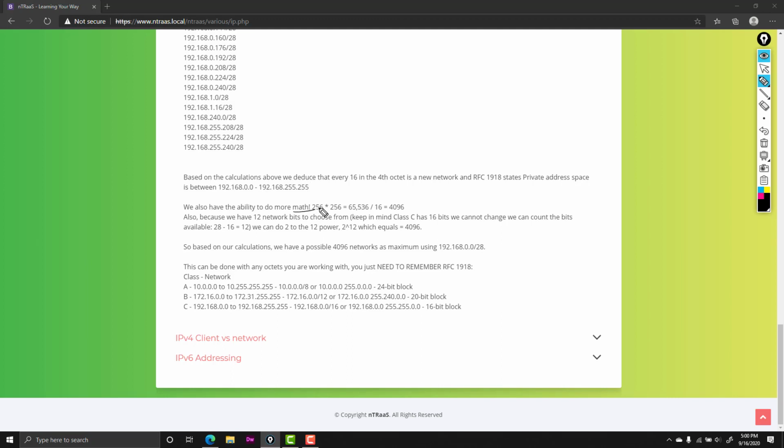We also have the ability to do a little bit more math here. 256 times 256 is 65,536. If we divide this by the 16 we saw earlier, it gives us a total of 4,096 potential networks. Because we have these 12 network bits to choose from, keep in mind Class C has 16 bits we cannot change, so we can count the bits available. We have a /28 minus the 16 for a Class C, and this gives us 12 bits. We can do 2 to the 12th power, which also equals 4096.